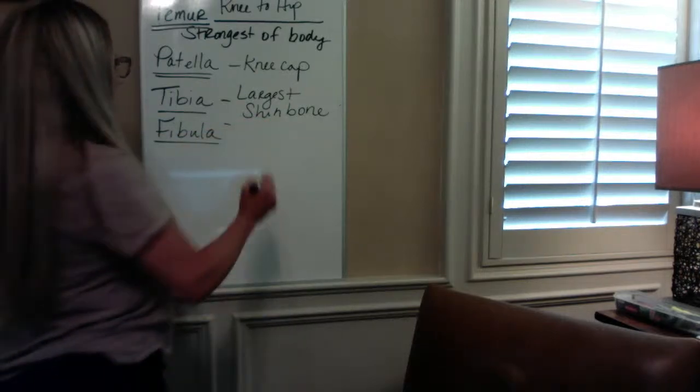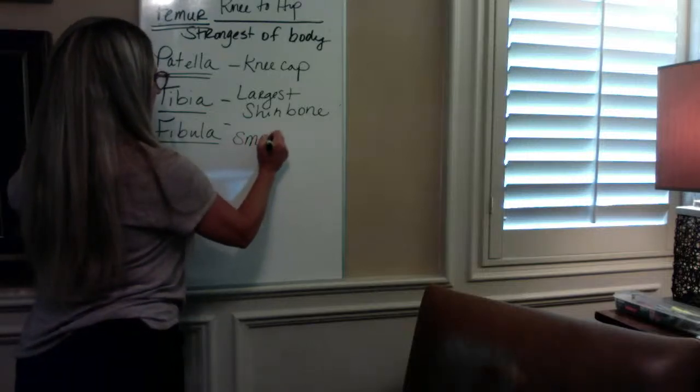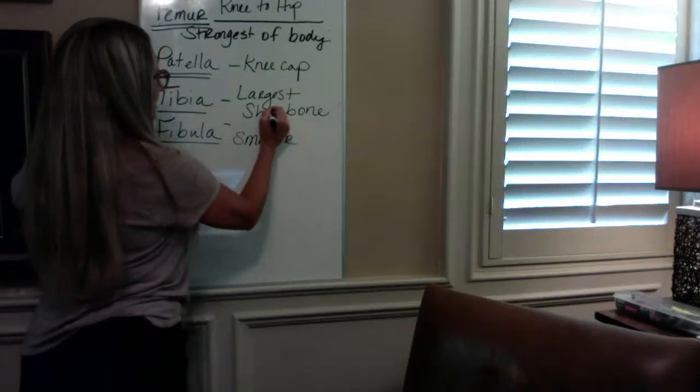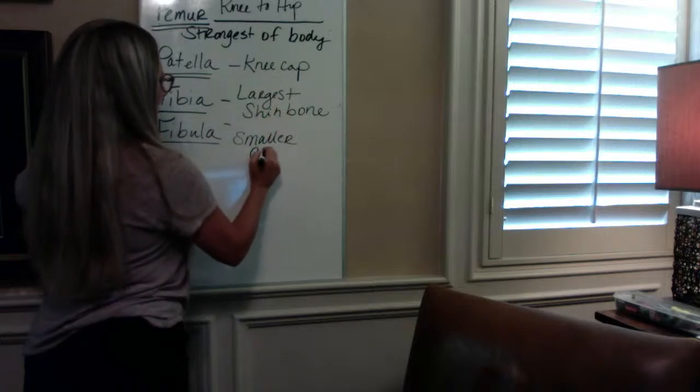So the fibula is the smaller of the two of the lower leg. That's an I. And it's known as the calf bone.